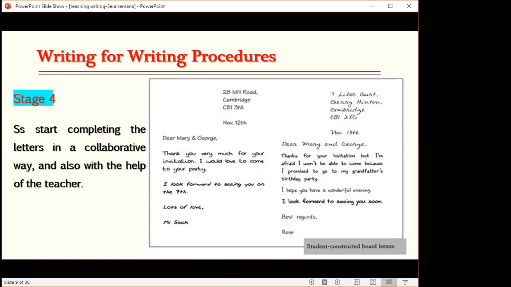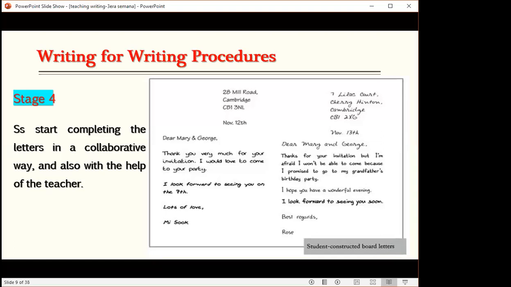But in the second one, notice here that they are not going to accept. "Thanks for your invitation, but I'm afraid I won't be able to come because I promised to go to my grandfather's birthday party. I hope you have a wonderful evening. I look forward to seeing you soon. Best regards, Rose." So the teacher could help, no?